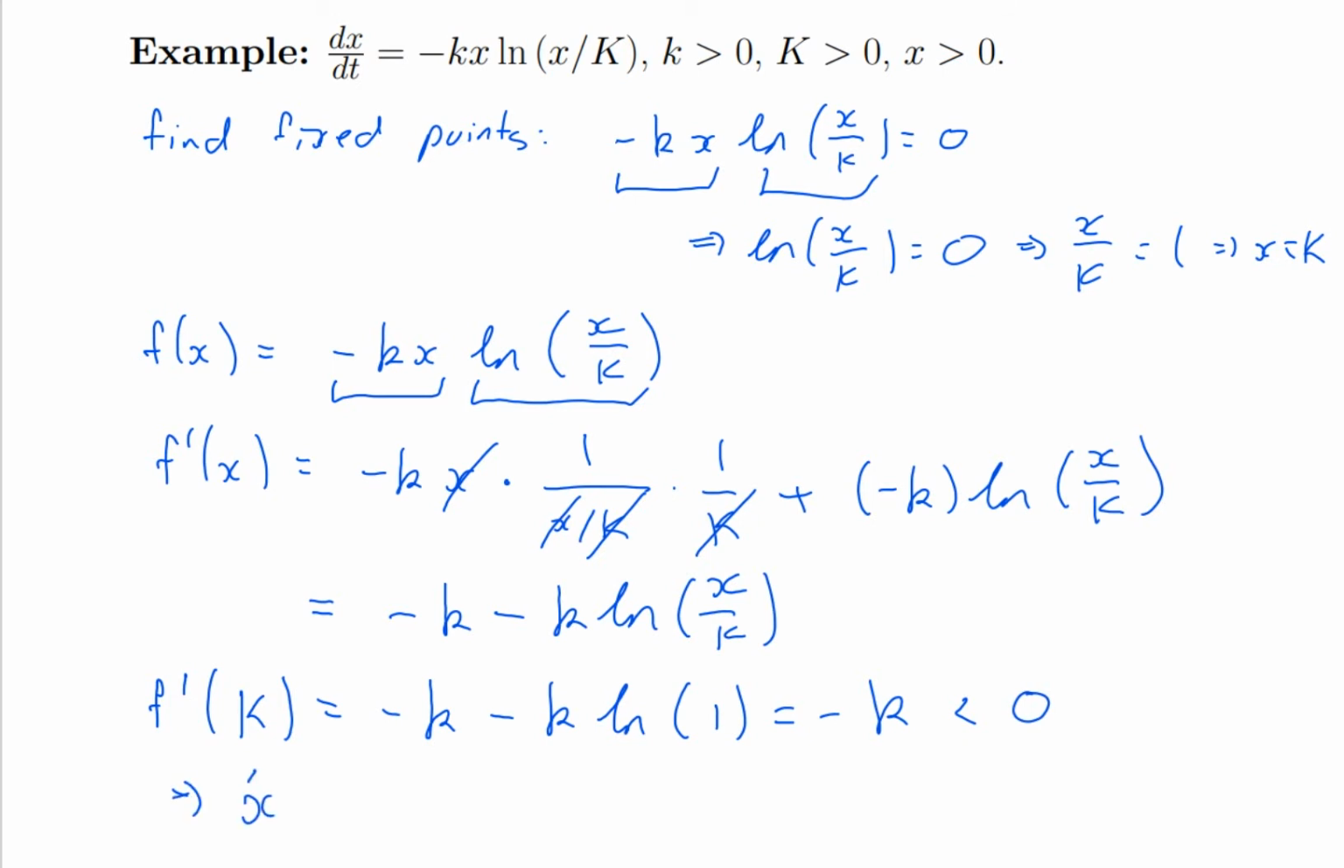Therefore the fixed point at K is a stable fixed point. Now if you had more fixed points, if the system only had one, then you'd have to check f prime, the derivative, at all of them and classify them separately as to whether they were stable or unstable.